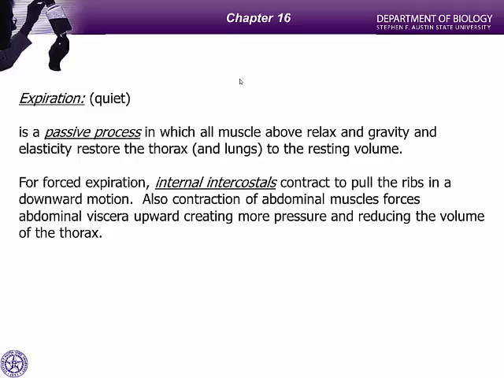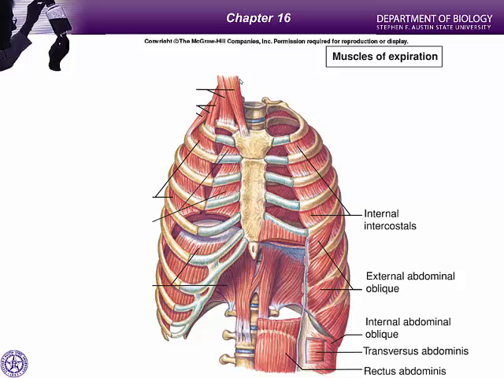Now, for active exhalation, we have another set of intercostal muscles. These are going to be the deepest of our set between our ribs, and these are the internal intercostals. These are going to contract and pull the ribs down, and this is going to lower the rib cage much more rapidly than simply gravity would be able to accomplish. And that will be active exhalation.